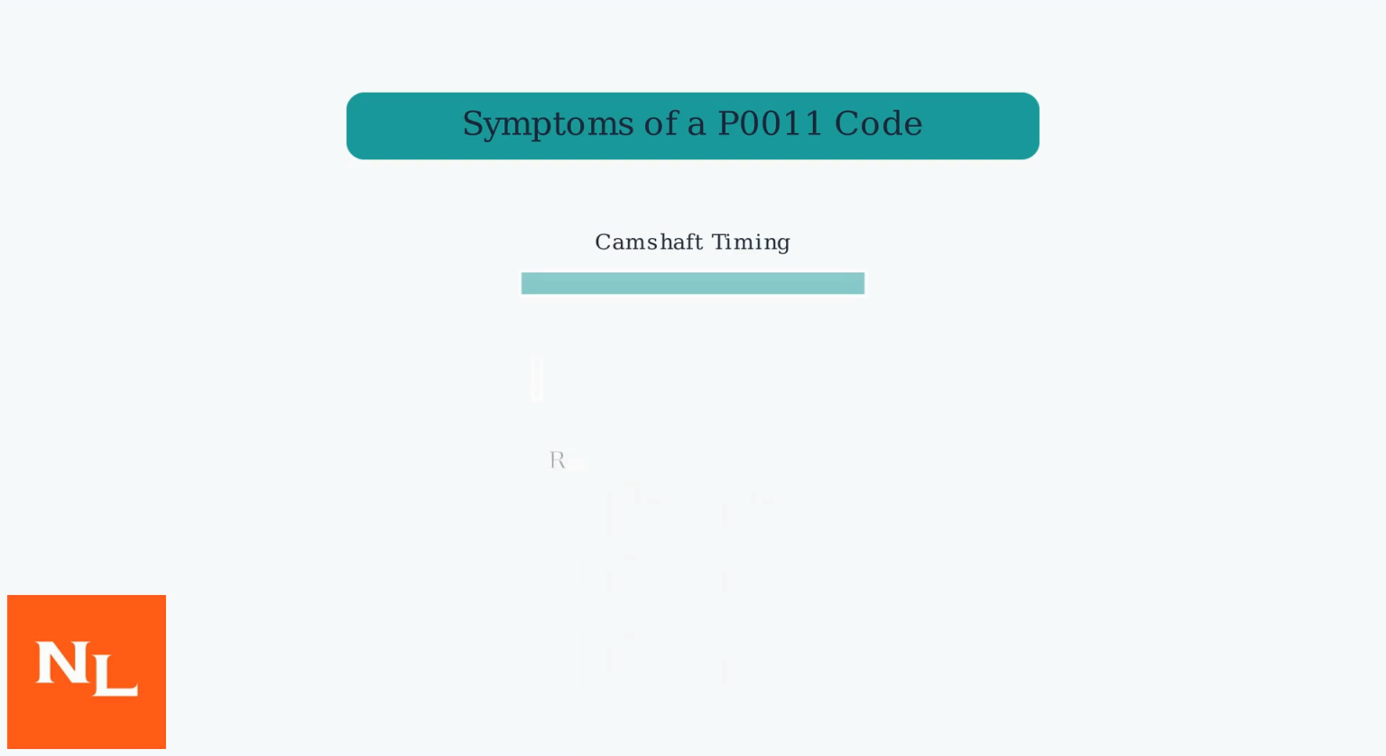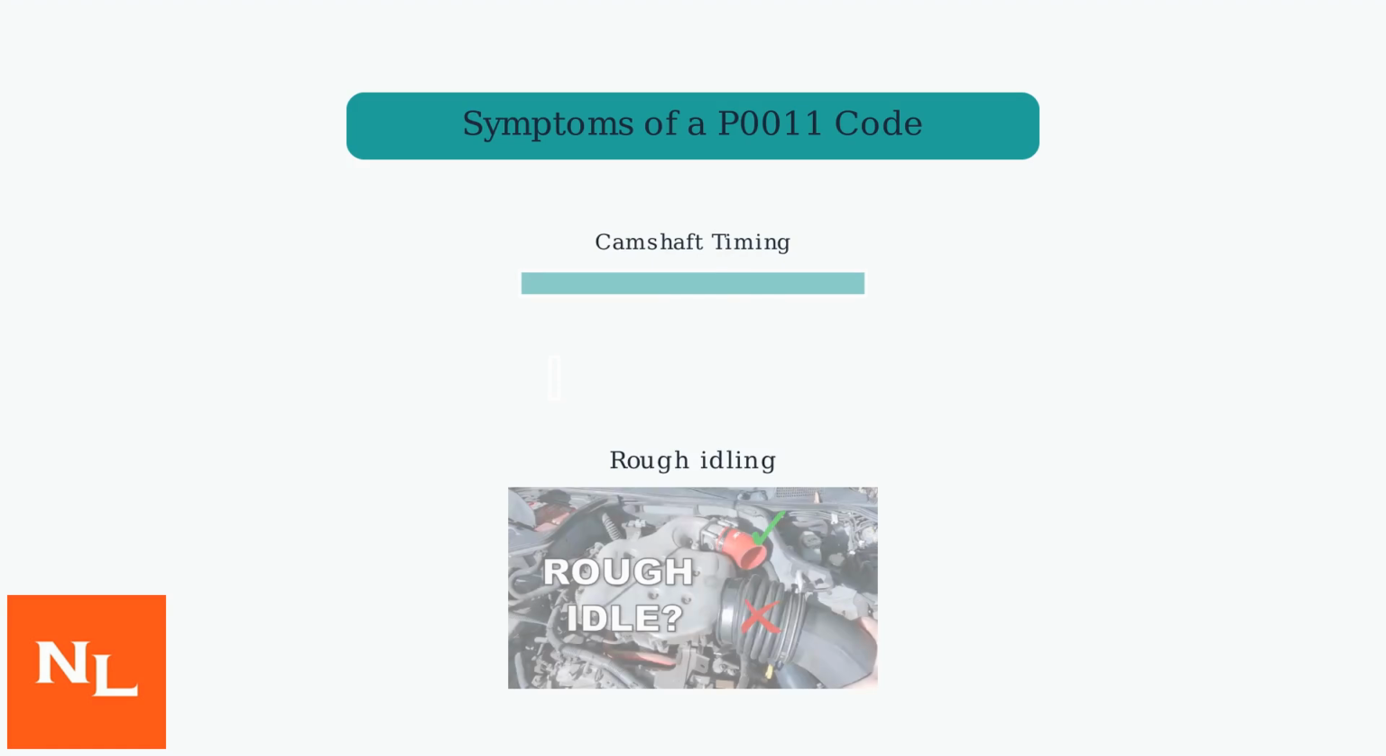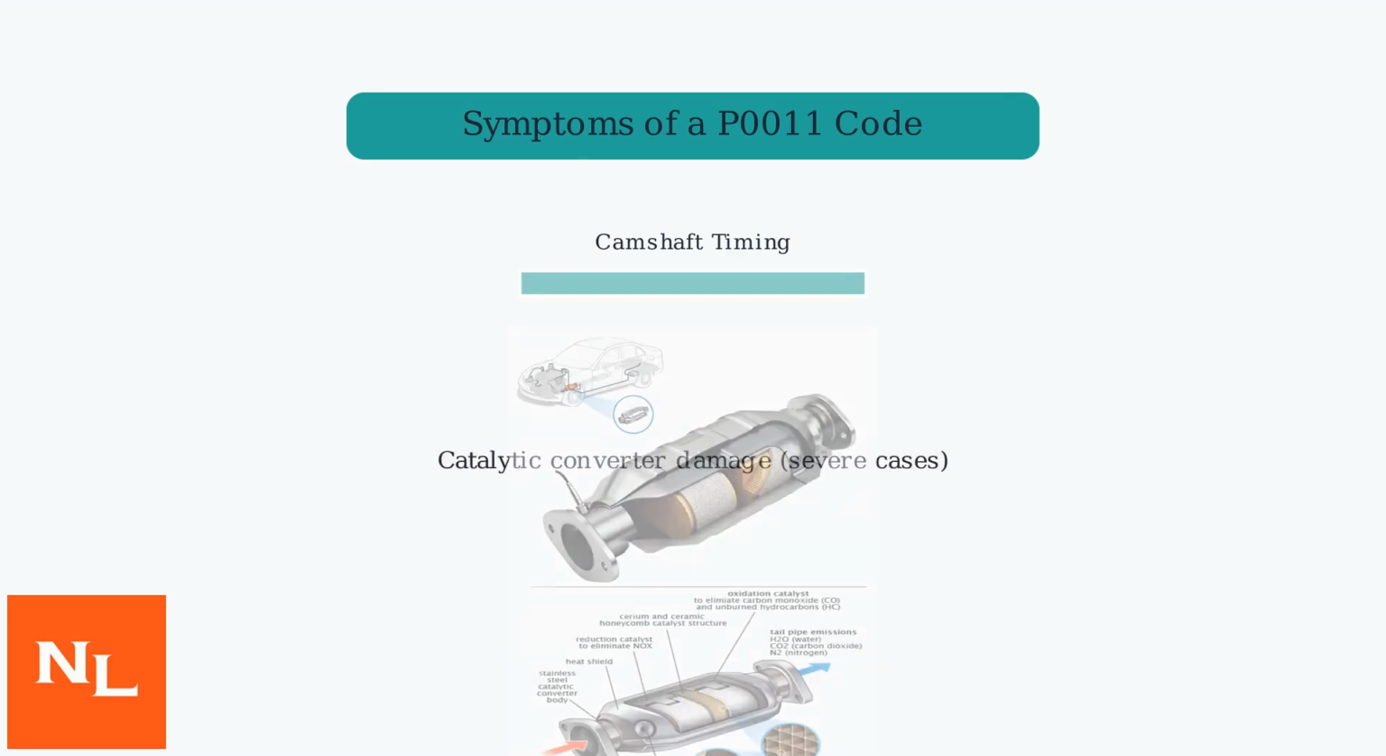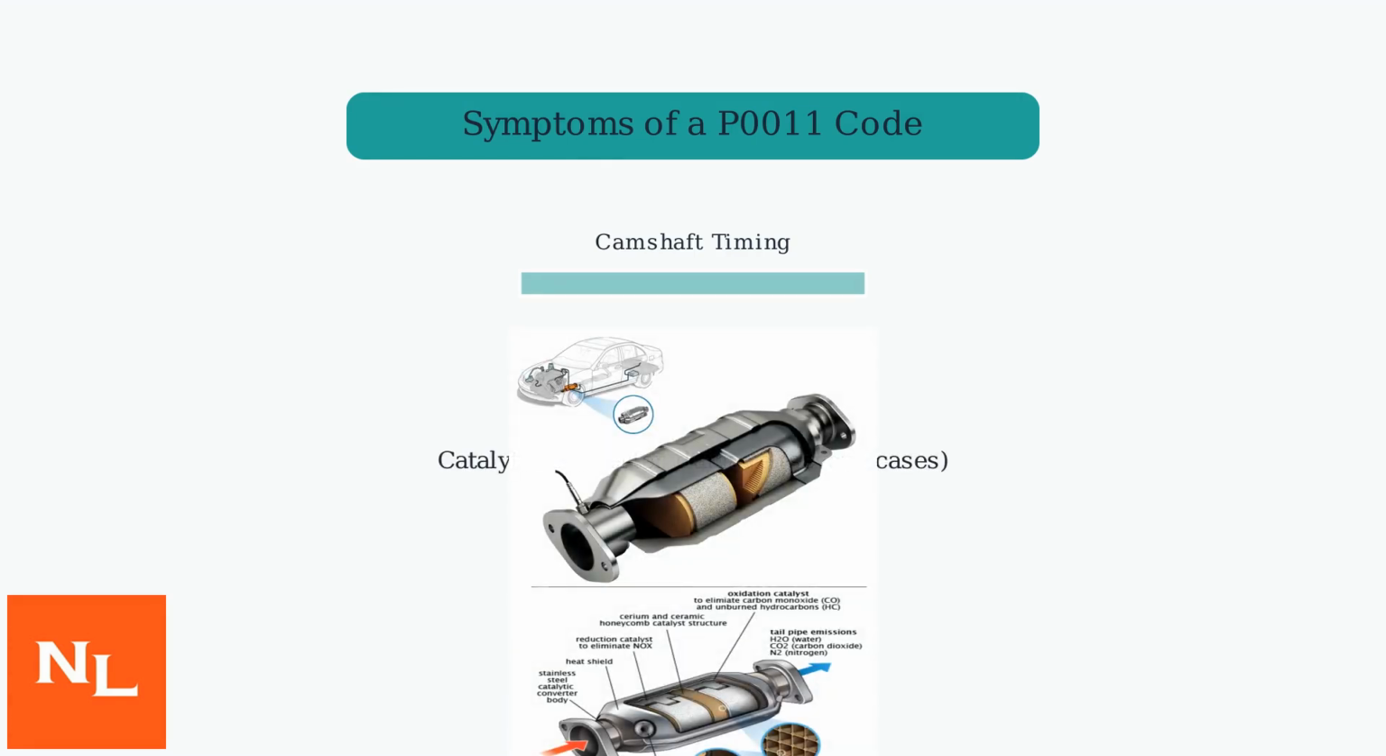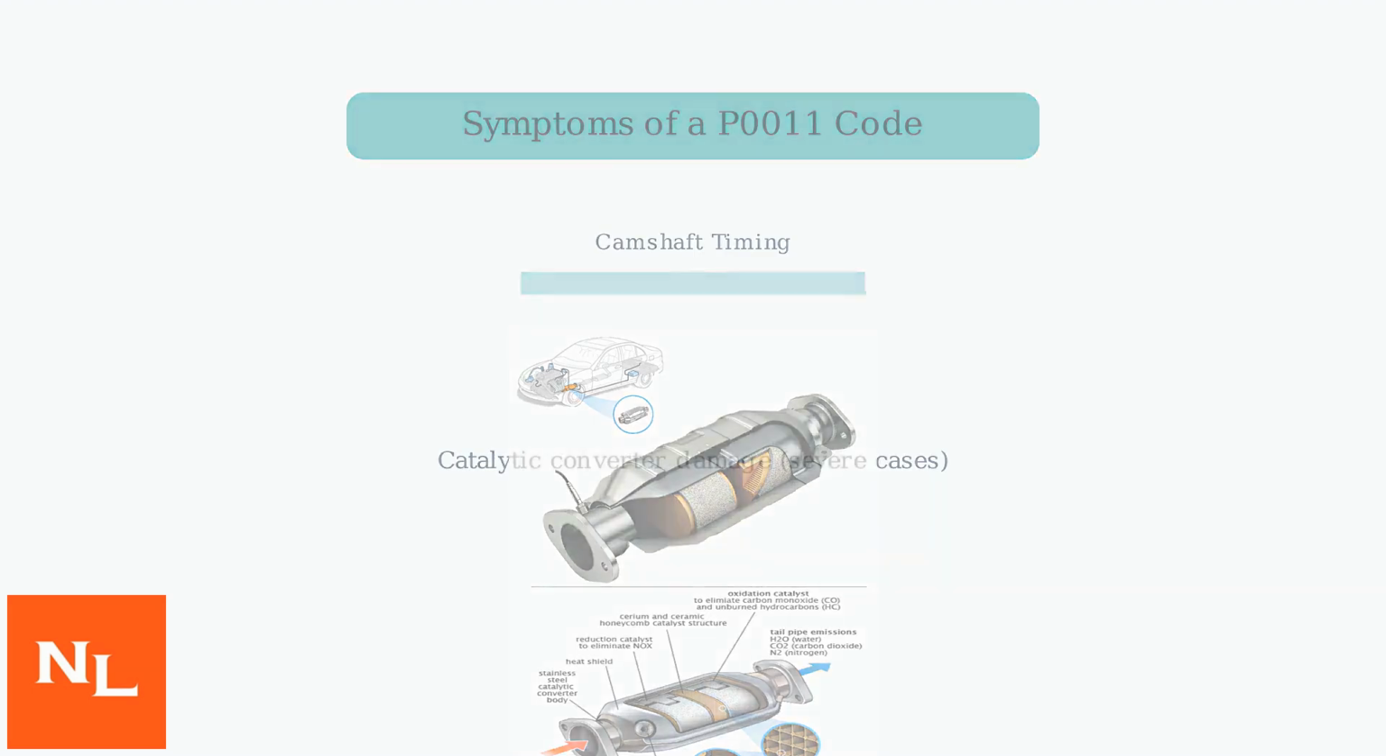You may notice reduced engine power and acceleration as the timing issue prevents optimal performance. In some cases, the engine might stall unexpectedly, particularly when coming to a stop or at idle. Rough idling is common, with the engine vibrating or running unevenly when not accelerating. In severe cases, prolonged timing issues can damage the catalytic converter, leading to more expensive repairs.